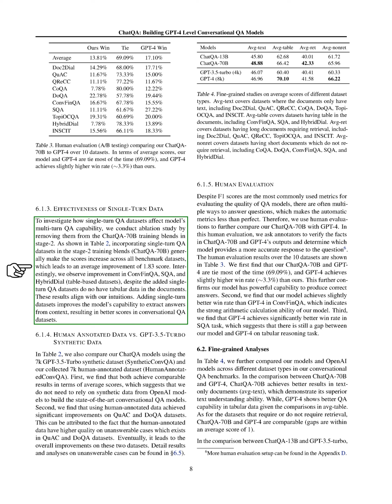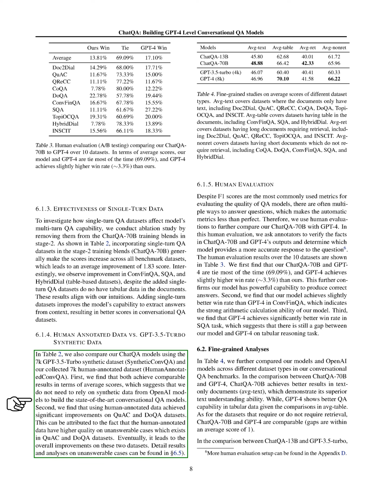Section: Human Annotated Data versus GPT 3.5 Turbo Synthetic Data. We're comparing our ChatQA models using 2 different datasets. One is a synthetic dataset created by GPT 3.5 Turbo, Synthetic Conv-QA, and the other is a dataset we collected ourselves, annotated by humans, Human Annotated Conv-QA. Both datasets, each containing 7,000 entries, yielded similar average scores. This suggests that we don't necessarily need synthetic data from OpenAI models to build top-notch conversational QA models.